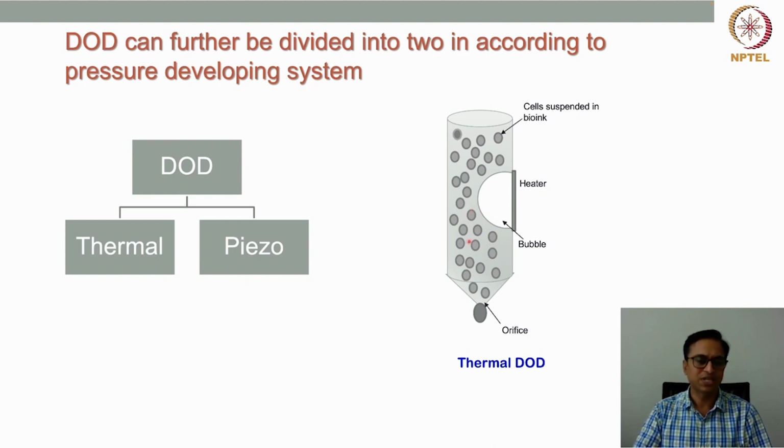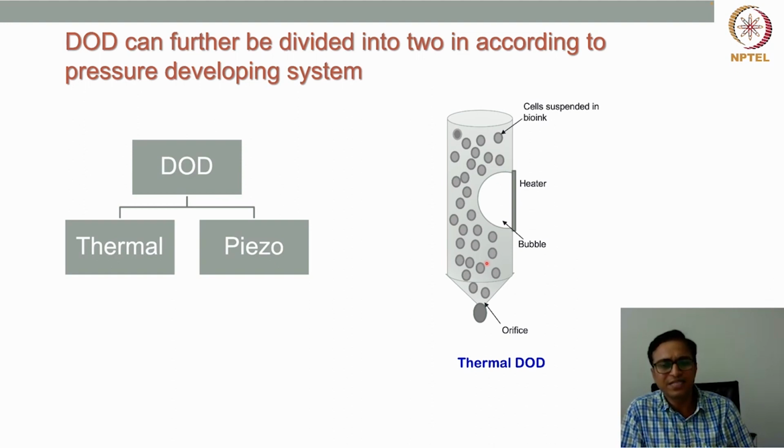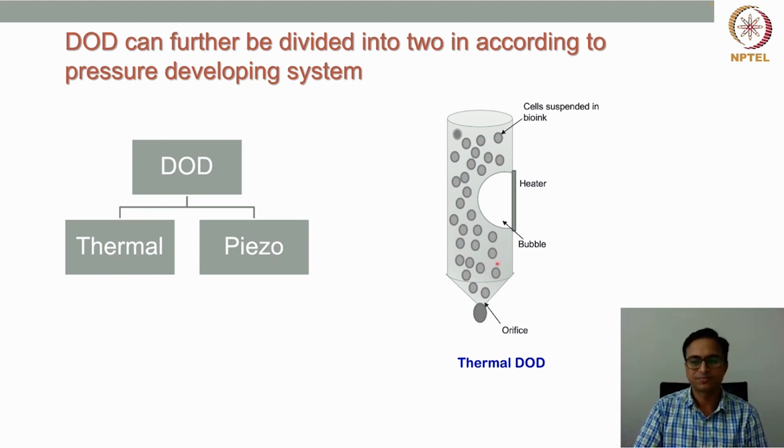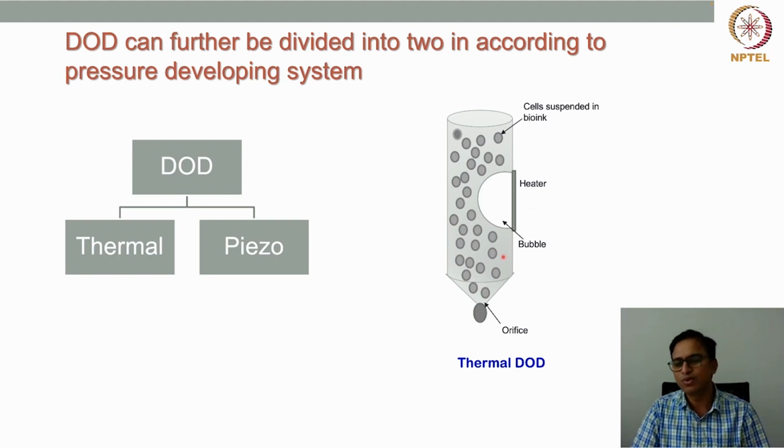So that's why this printing technology can be used well for printing cells also. There are studies where it was found that the cell viability is more than 90%, or even more than 95% of cells are viable using this printing technology. So this was very well used for printing cells. And for thermal DOD printer, the orifice or the nozzle diameter is somewhere around 50 micron.